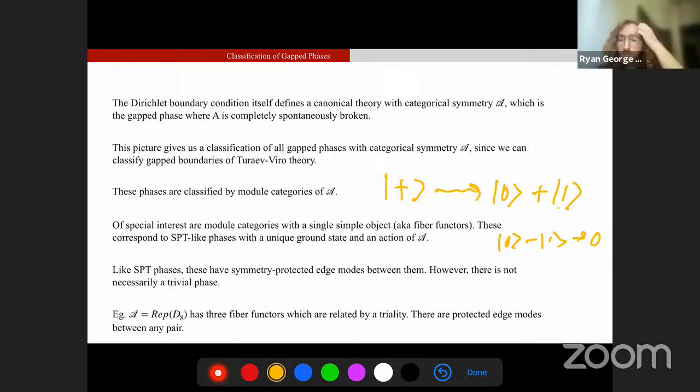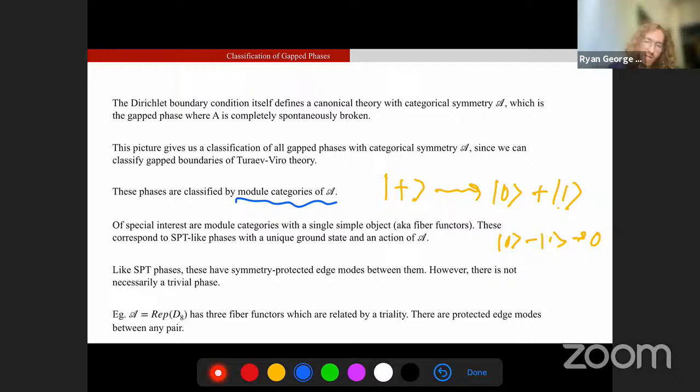And you can reason about this by studying, basically, they come from the fusion rules themselves. I don't want to necessarily use the torus, but I wrote it here. Did I write it here? I feel like I did. But anyway, the gapped phases are given by these module categories of A. So the ground states themselves and junctions between the ground states form some kind of category, and the action of A on those defines it as a module category.